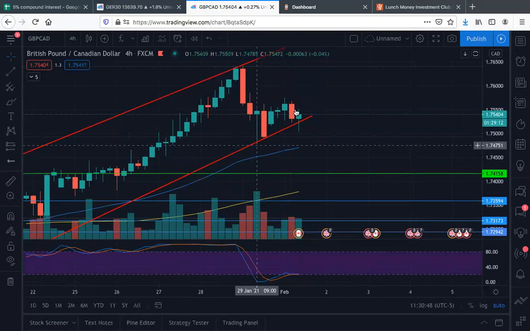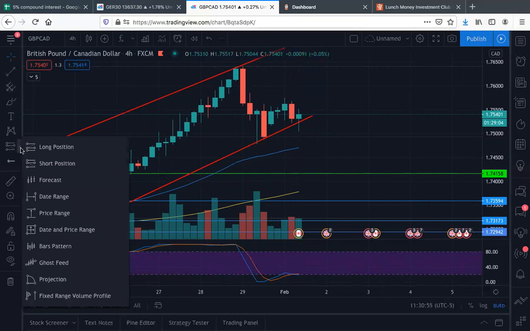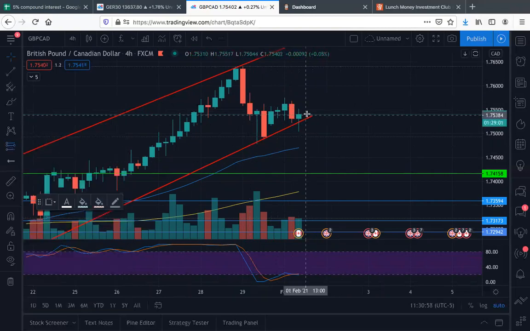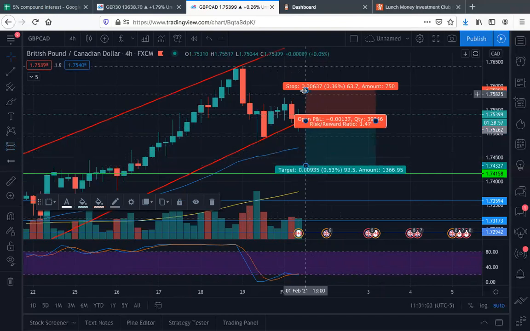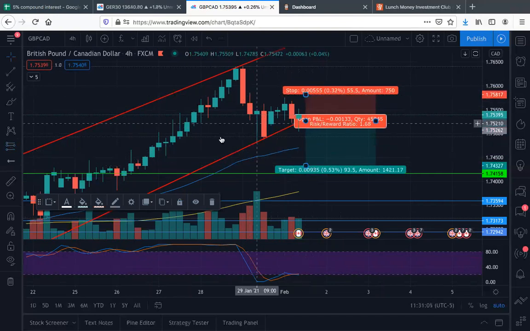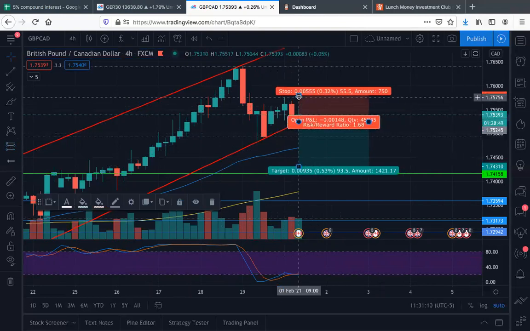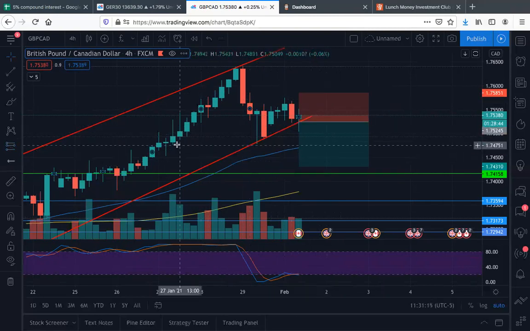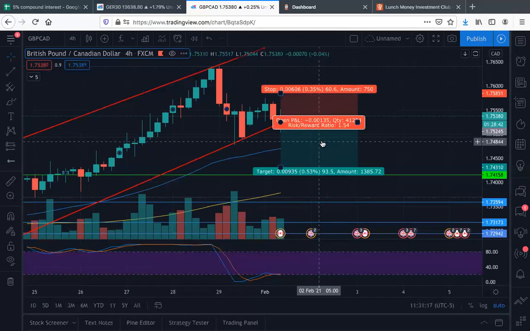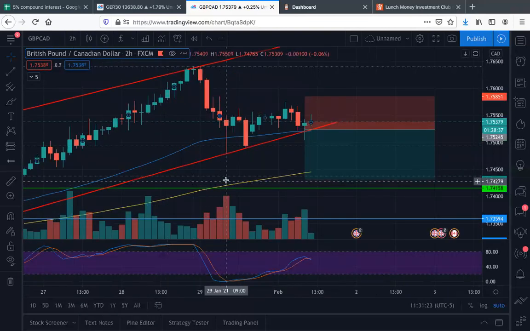When we go down to the 4 hour, we have yet another engulfing candlestick, so 2 of them. So we want to be entering. This is our trade setup with this one. So that's a 1.5 to 1.